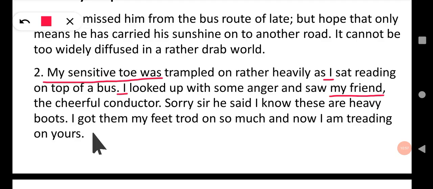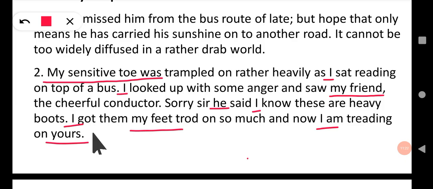The cheerful conductor. Sorry, sir, he said. He is again subject pronoun. I know these are heavy boots. I is subject pronoun. I got them. My feet. Here, my is possessive adjective. Trod on so much, and now I am treading on yours. I is again subject pronoun.